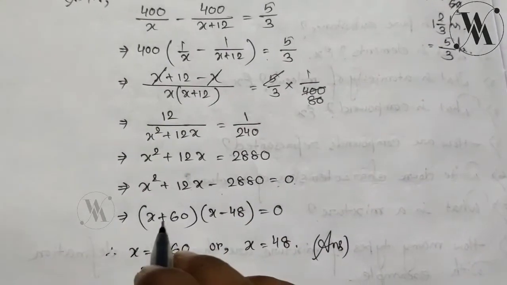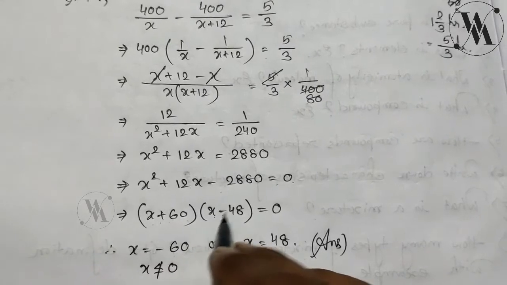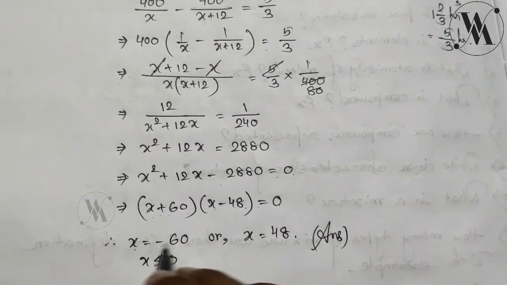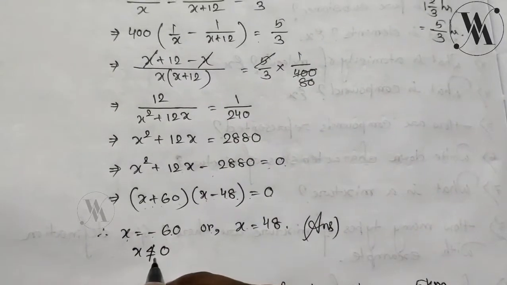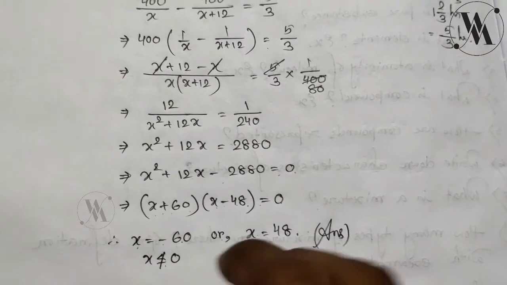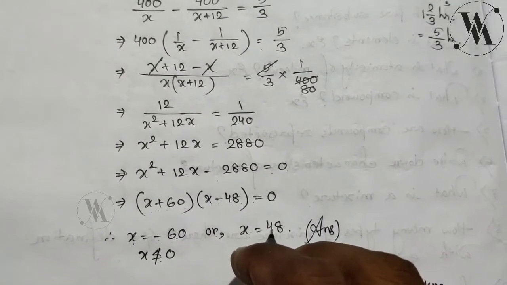And after we solve by the middle term factorization method, we get x plus 60 into x minus 48 equals 0. So here x equals minus 60 or x equals 48. x cannot be less than or equal to 0, as x is the speed of the car, so the final answer is 48. That means the speed of the car equals 48.